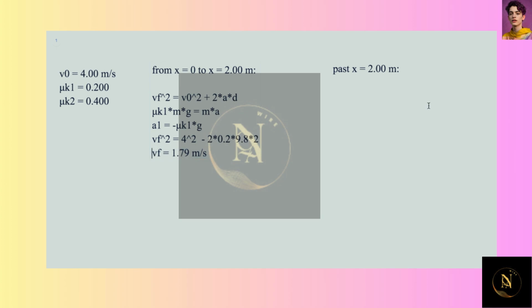We can be pretty sure, since the second patch is even rougher, it's going to slow down even more than that, which means it's really just going to come to a stop. So we know at this point that past x equals 2 meters, it's just going to be slowing down to a stop.